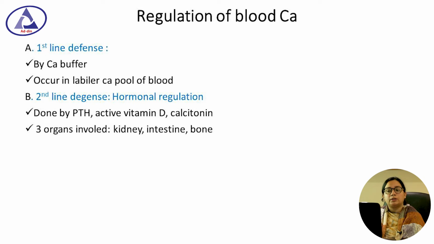Regarding regulation of blood calcium level, the first line of defense is usually maintained by the calcium buffer, which occurs in the labile calcium pool of blood. The second line of defense is the hormonal regulation done by parathyroid hormone, active vitamin D and calcitonin. Three organs are involved: kidney, intestine and bone.